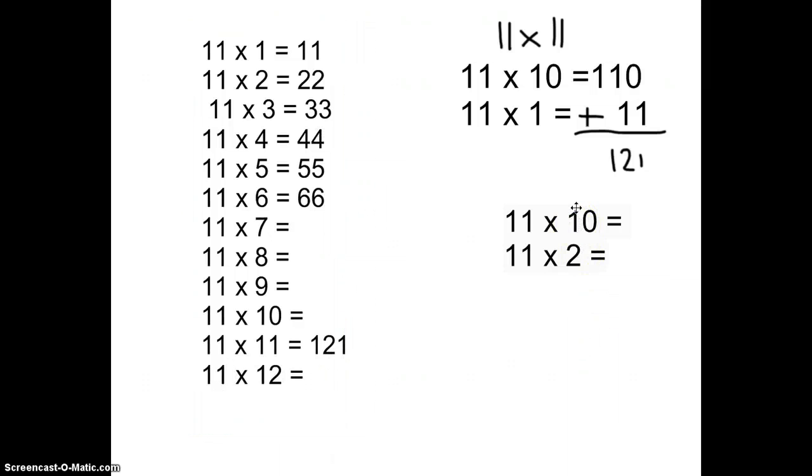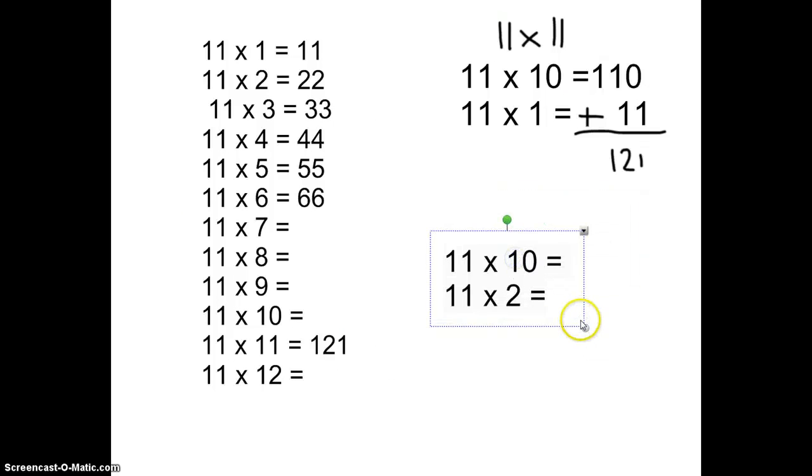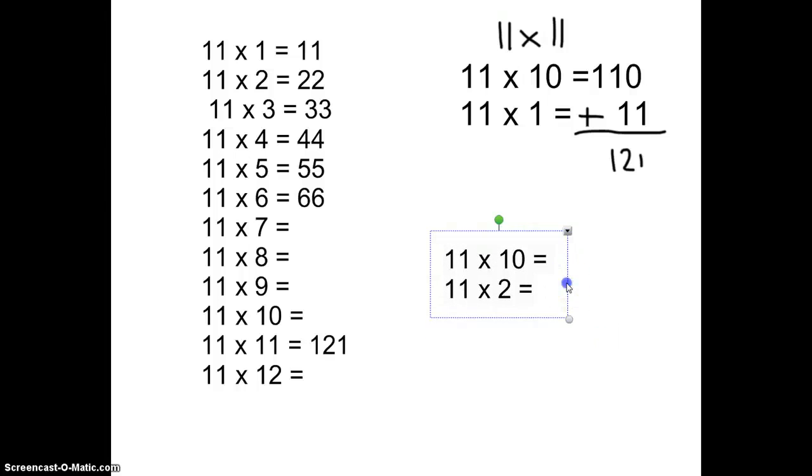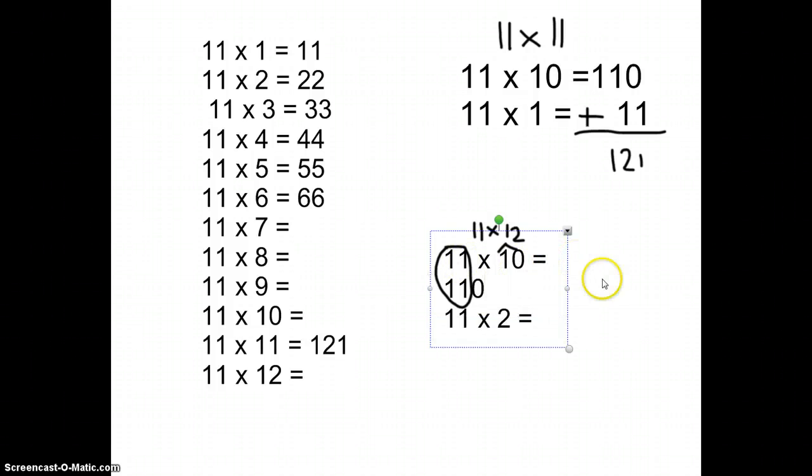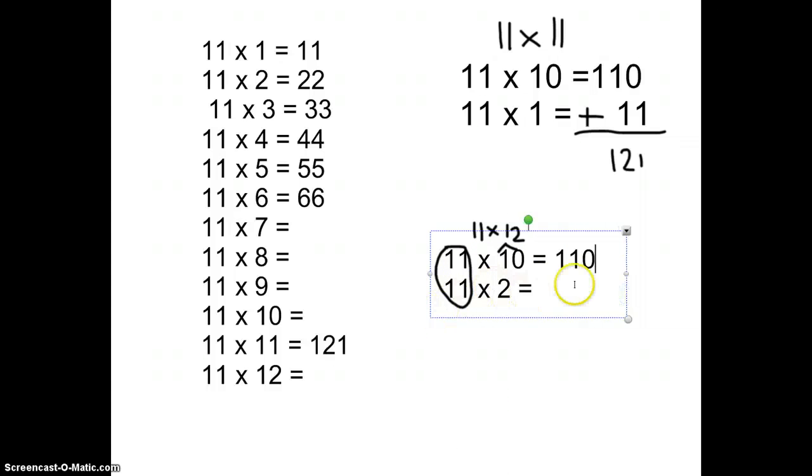Down here, if I look at this problem, this is representing 11 times 12. This time I kept the 11s together again, so there's my 11s. I kept them, and then I broke the 12 apart into a 10 and a 2, because 10 plus 2 is 12. So when I multiply this, we know that 11 times 10 is 110. And then when I did 11 times 2, we know that 11 times 2 is 22.